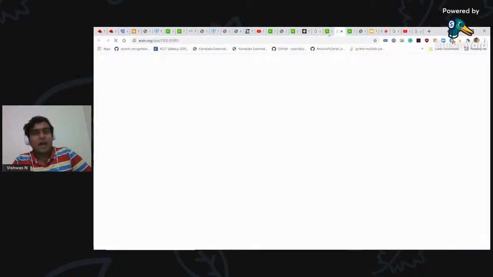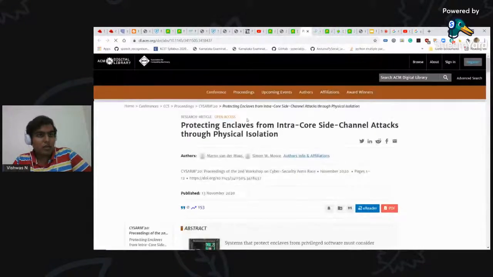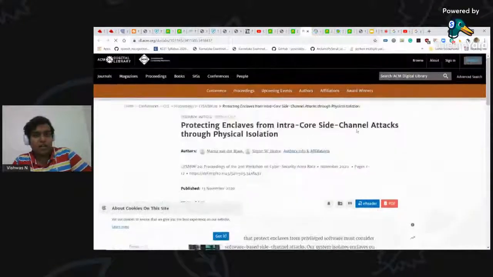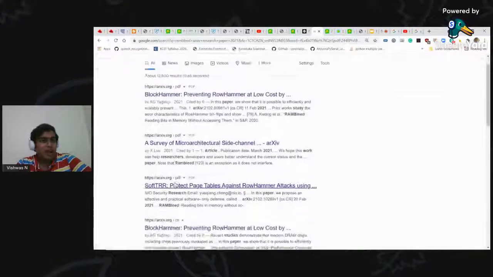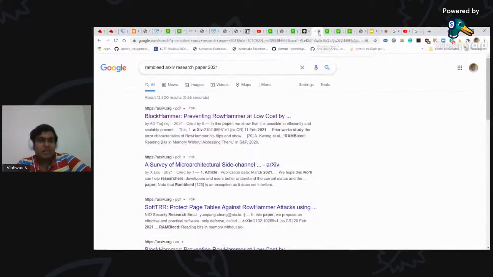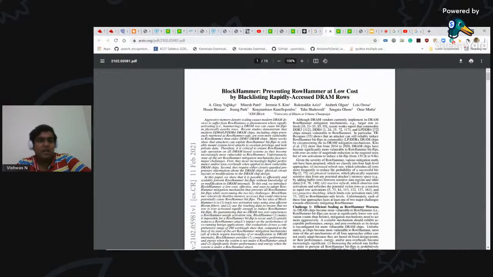So BlockHammer is there. I think ACM, protecting enclaves with intra-core side channel attacks through physical isolation. All these things pop up, and these are some of the papers that I would say you guys have to read. So you guys just go back and read it. BlockHammer is something which is so cool.